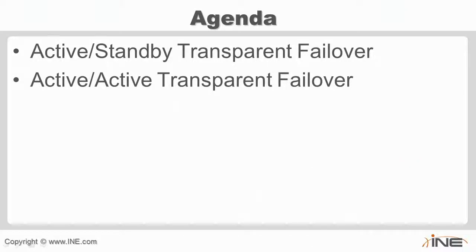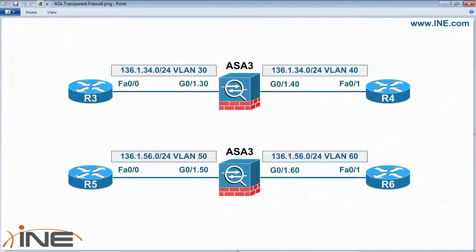Now, with the configuration up to this point, we have ASA 3 that is running in single context transparent mode, and we have multiple bridge groups that are configured. One that is bridging VLAN 30 to VLAN 40, and then another one that is bridging VLAN 50 to VLAN 60. Now again, with versions 8.4 and later, we can see that we have these unrelated bridge groups that we can configure at the same time.